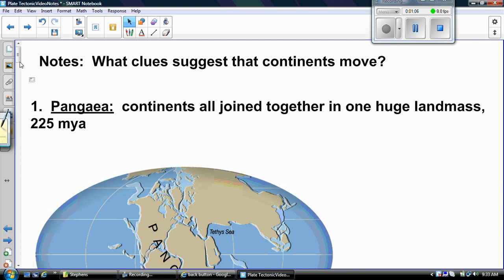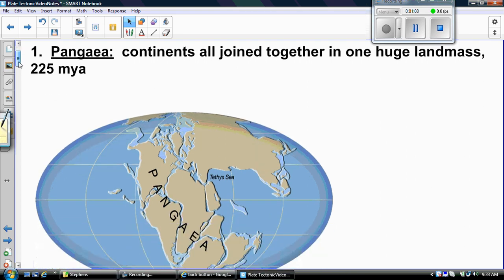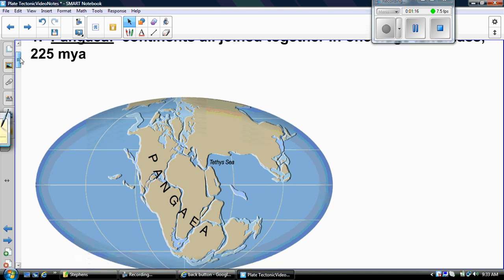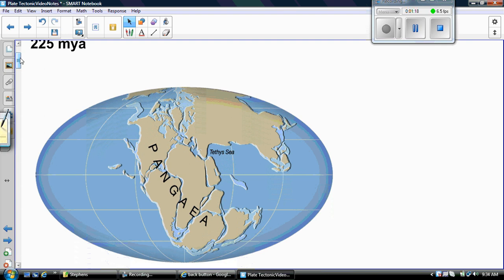Okay, so Pangea is when all the continents were joined together in one huge landmass. It happened about 225 million years ago. So again, this is a picture of what Pangea looked like. All the continents were put together. Okay, this was around the Paleozoic era. Remember, that's when Pangea was, all the continents were all together, and then the rest of it was ocean.